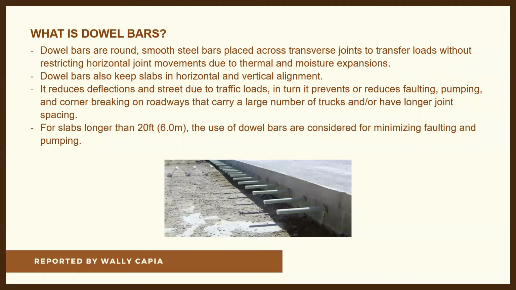So what is dowel bars? Dowel bars are round, smooth steel bars placed across transverse joints to transfer loads without restricting horizontal joint movements due to thermal and moisture expansions. Dowel bars also keep slabs in horizontal and vertical alignment. It reduces deflections and strain due to traffic loads, and in turn it prevents or reduces faulting, pumping, and spalling, and corner breaking on roads that carry a large number of trucks and or have longer joint spacing.